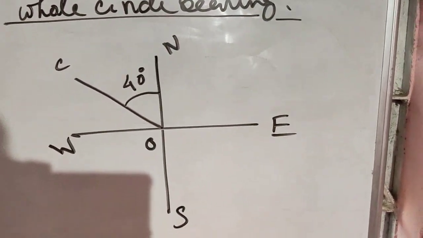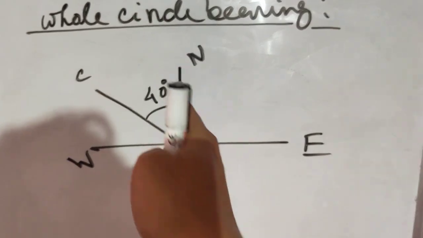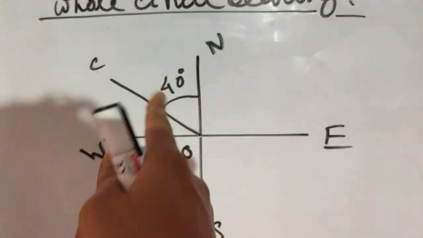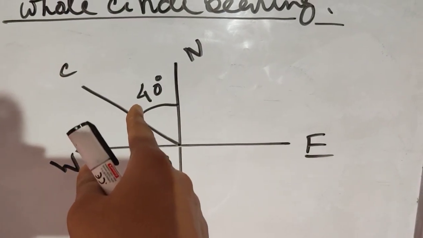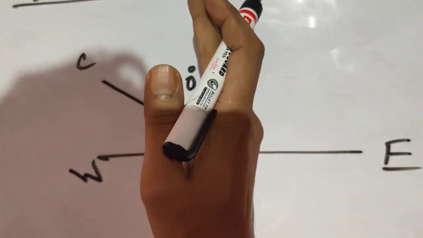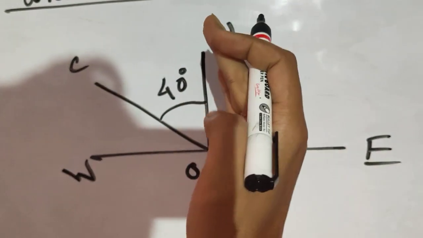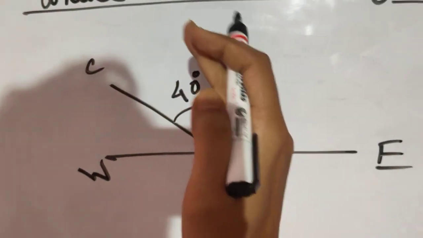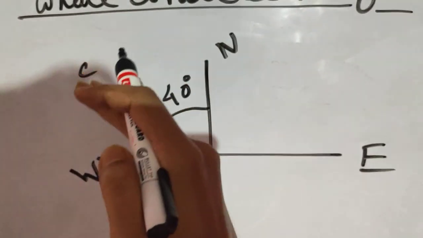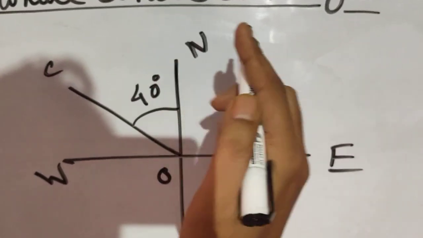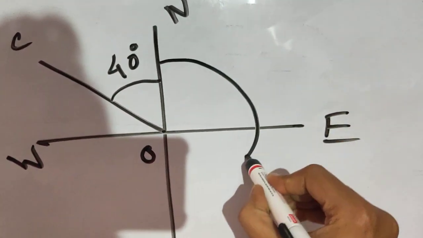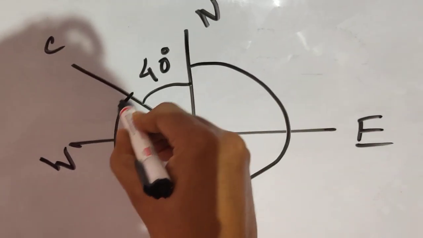Let us take another example. Suppose this line OC is making an angle of 40 degrees with the north direction. But again, is this making an angle of 40 degrees in clockwise direction? Because this is north direction. If we go from north direction to OC, will it be in clockwise direction? No, it will be in anti-clockwise direction. So what is the clockwise direction? From north to OC, this is the clockwise direction.